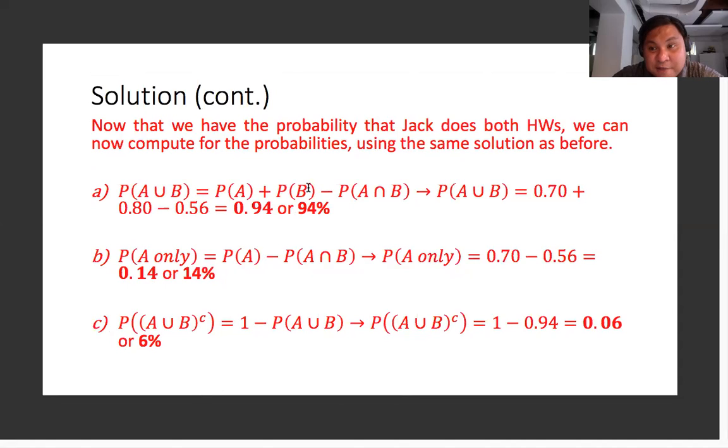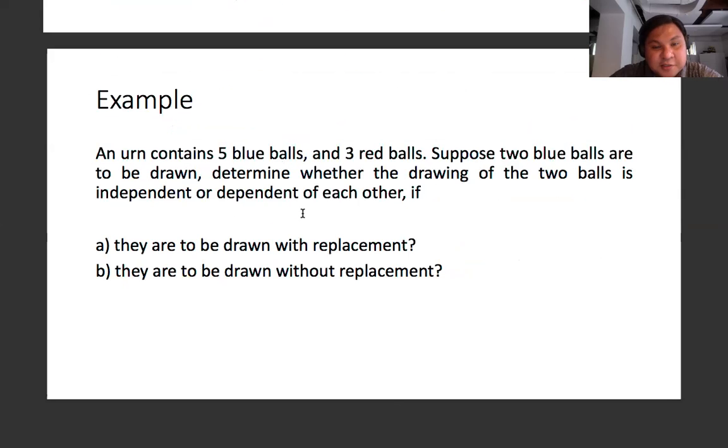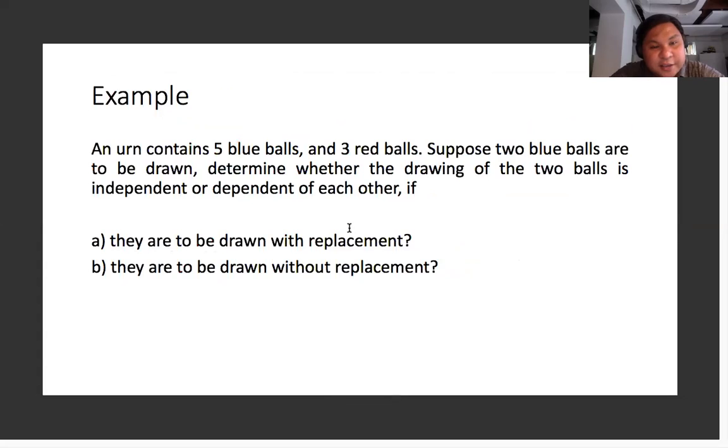I think after this slide, we actually have just one last example. An urn contains 5 blue balls and 3 red balls. Suppose 2 blue balls are to be drawn. Determine whether the drawing of the 2 balls is independent or dependent of each other if, letter A, they are to be drawn with replacement, and letter B, they are to be drawn without replacement.